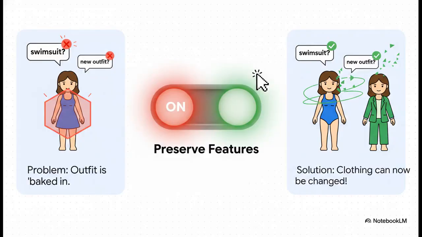It's literally one button. Okay, so in the settings for your character, you're going to see a little toggle that says Preserve Features. Now, by default, that thing is on, and that's the culprit. All you have to do is just flip it off. That's it. This tells the AI, hey, lock onto the face, but feel free to change the clothes based on what I'm asking for. Seriously, it's a total game changer.